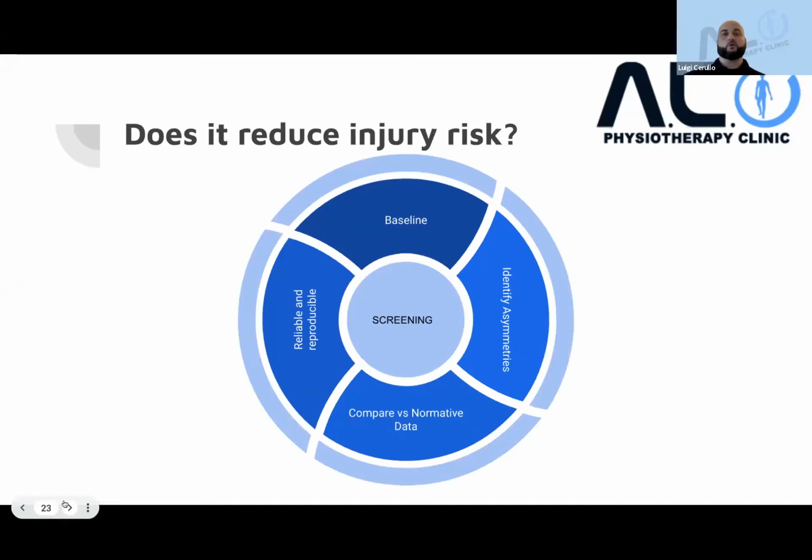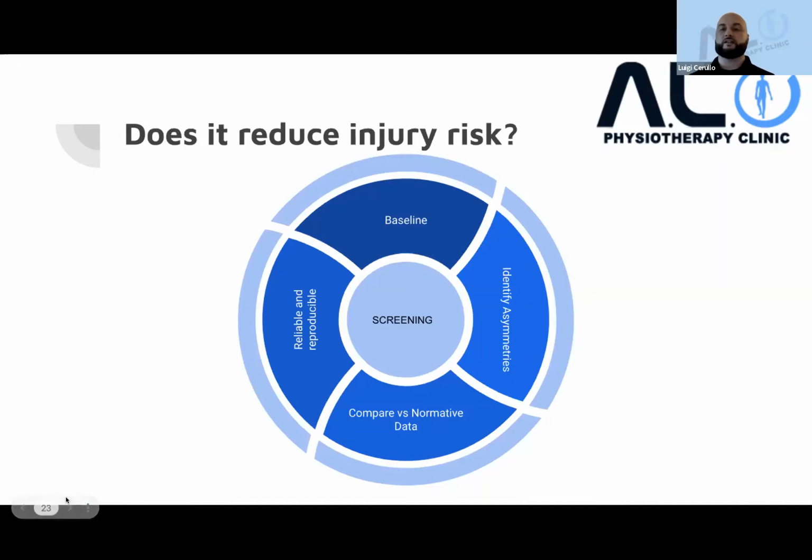So the real question is, does screening work to reduce injury risk? In order to answer the question, we first need to understand that musculoskeletal injuries result from a complex non-linear interaction between multiple factors. Basically that means there are multiple things that can impact whether you pick up an injury. These factors can be classified as modifiable and non-modifiable. The non-modifiable factors are age, gender, ethnicity, and training history.